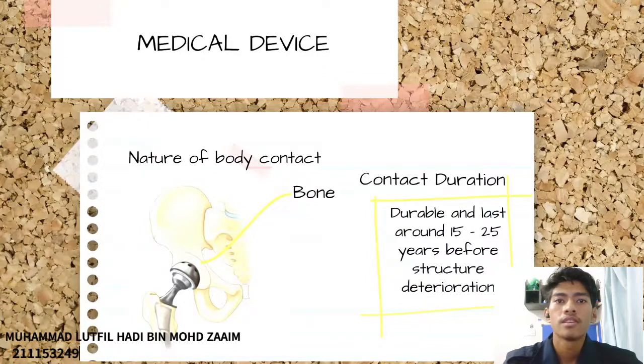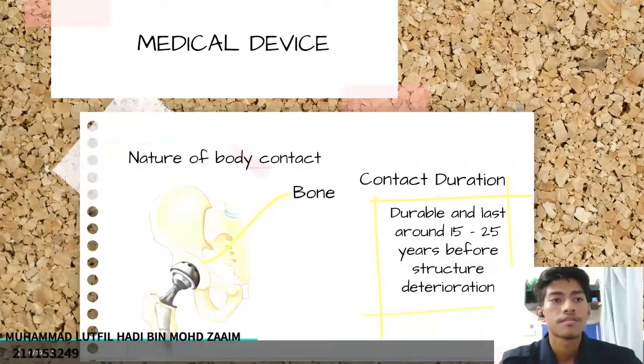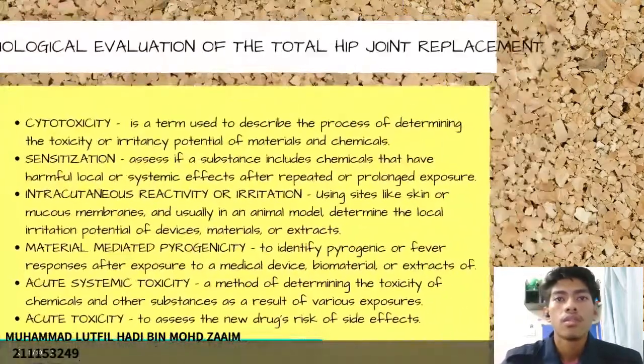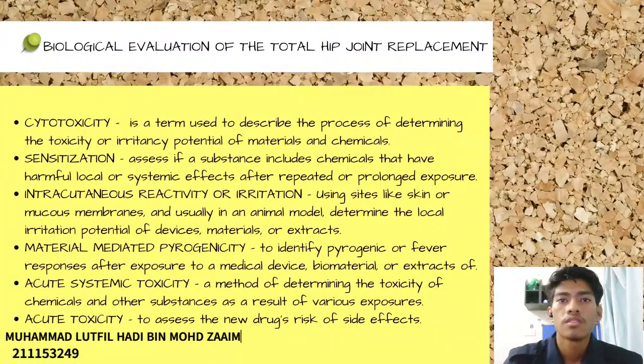For this medical device, the nature of body contact is bone to bone. For contact duration, it is durable and lasts around 15 to 25 years before structural deterioration. The category is long term because it is above 30 days. Next, the biological evaluation of the total hip joint replacement, according to ISO Part 1.